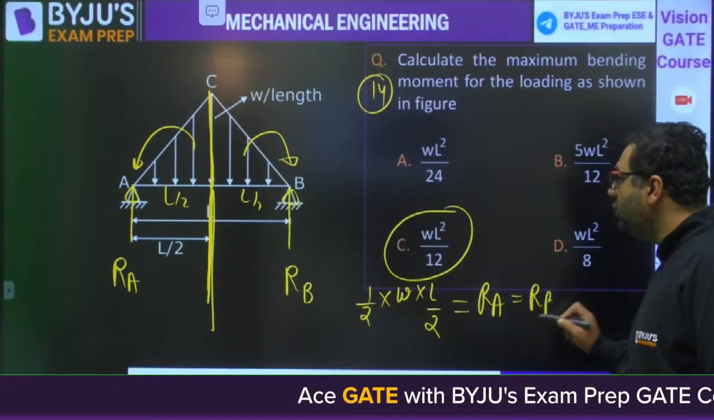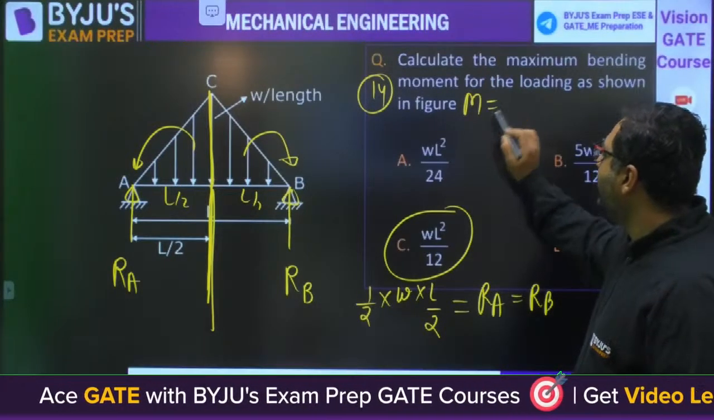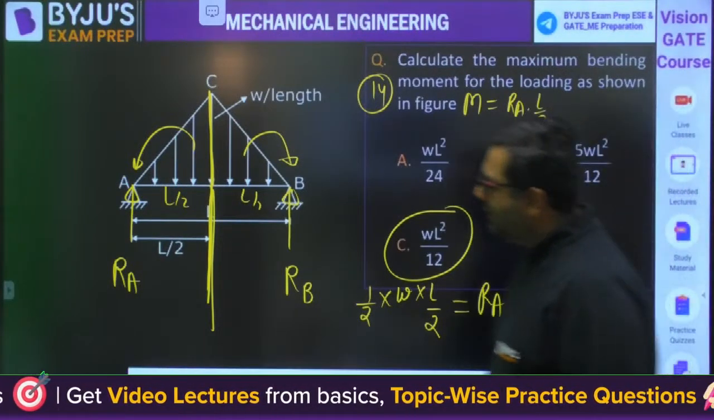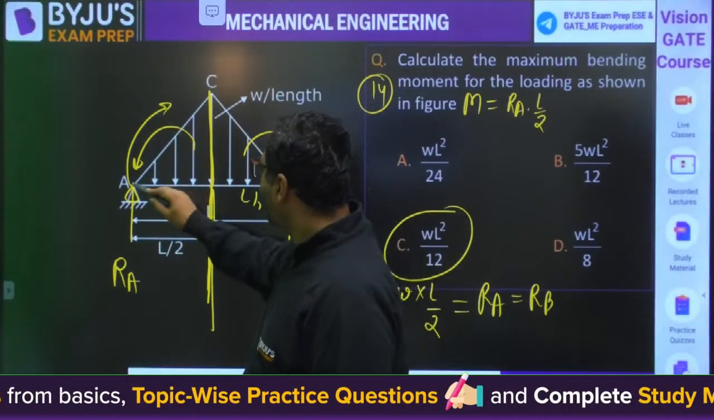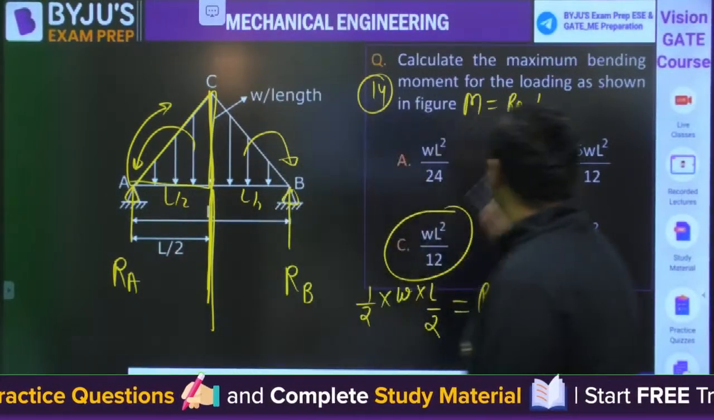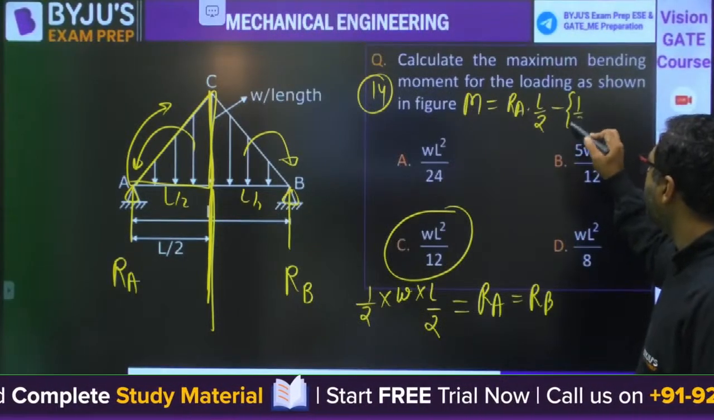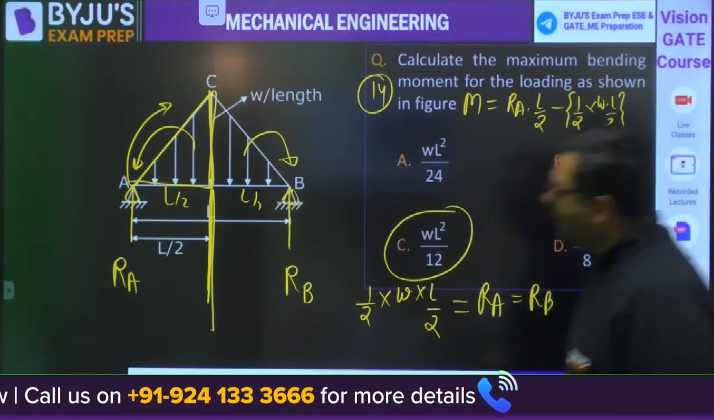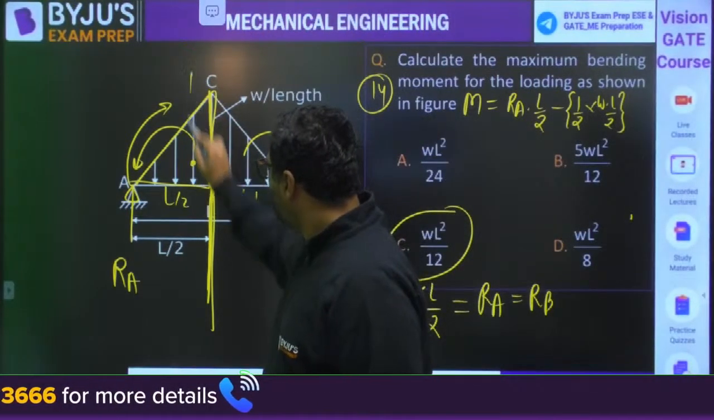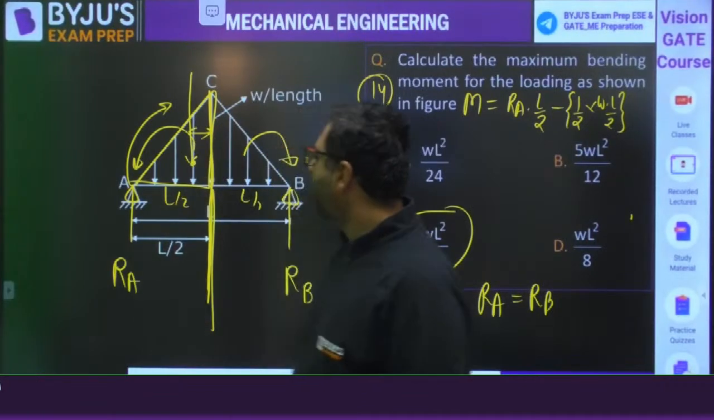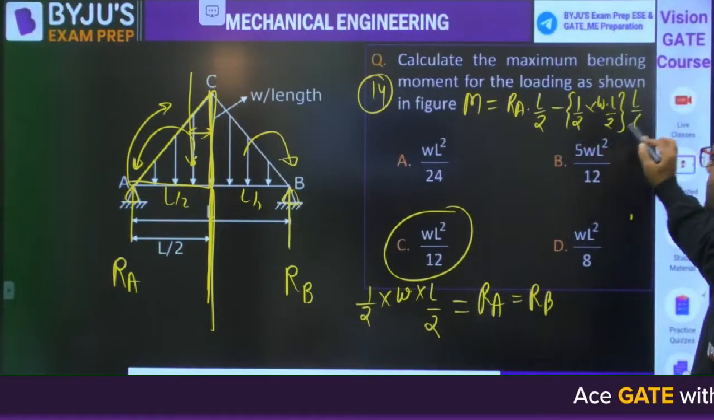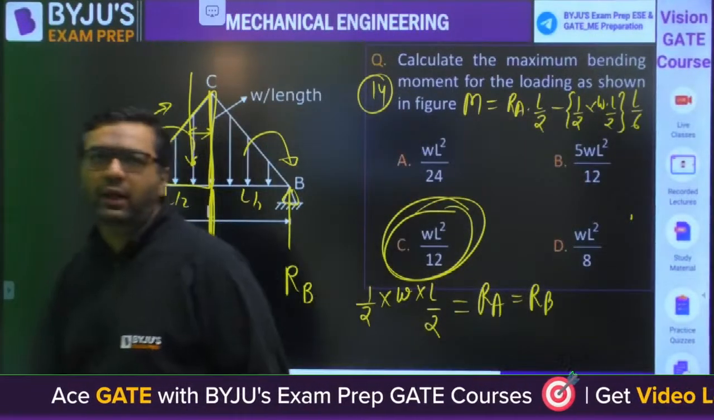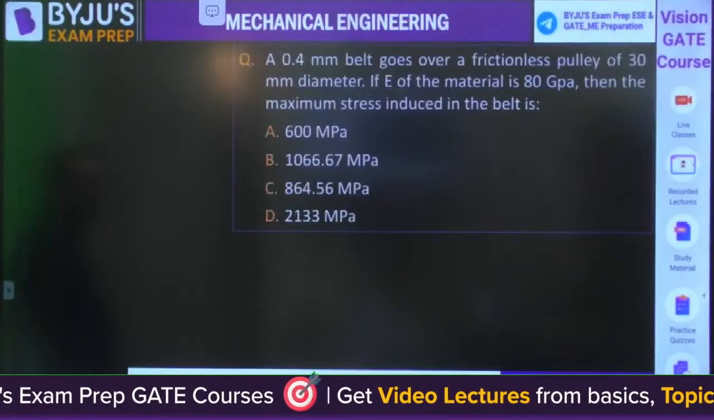Then when you write the bending moment equation, it is going to be RA into L by 2, and that is the sagging moment. The triangle weight will be creating the hogging moment, so minus the area of the triangle, half into W into L by 2, acting at a distance of 1 by 3 of L by 2, that is L by 6. So the answer will come out to be WL square by 12. That's correct. Very good, Mani. Very good, Rohan. Moving to question number 15.